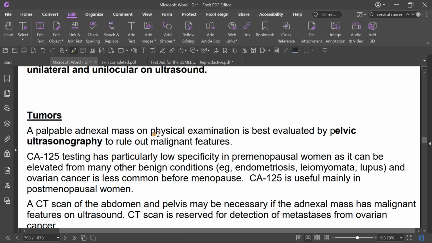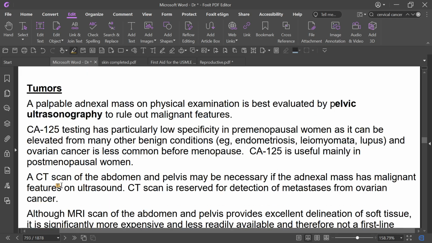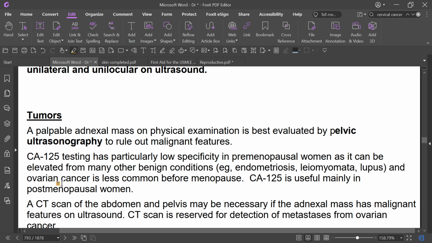Tumors. A palpable adnexal mass on physical examination is best evaluated by pelvic ultrasonography to rule out the malignant feature. CA125 has particularly low specificity in premenopausal women as it can be elevated from any other benign condition like endometriosis, leiomyomata, lupus. Ovarian cancer is less common before menopause. CA125 is useful mainly in the postmenopausal.